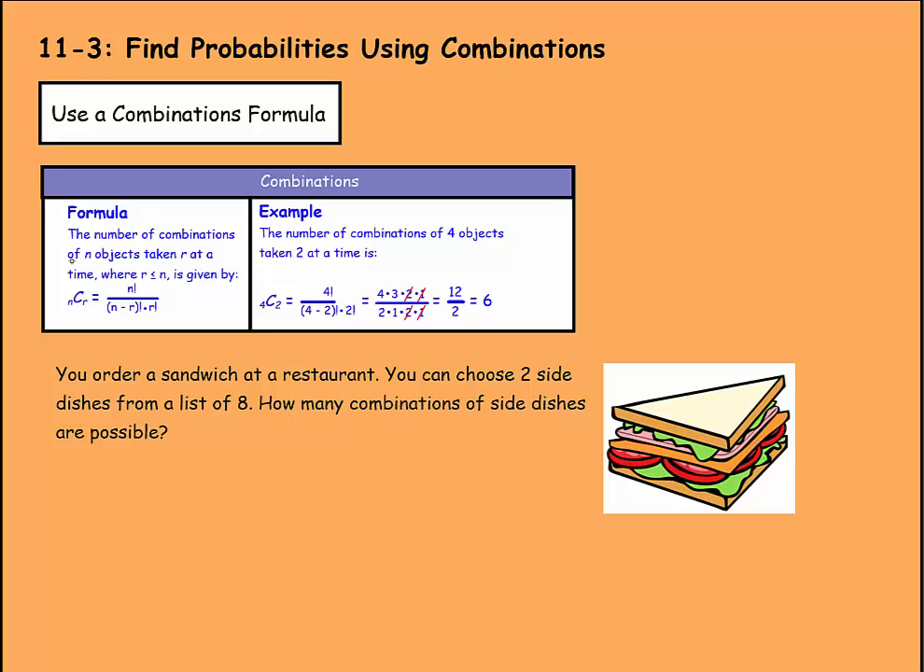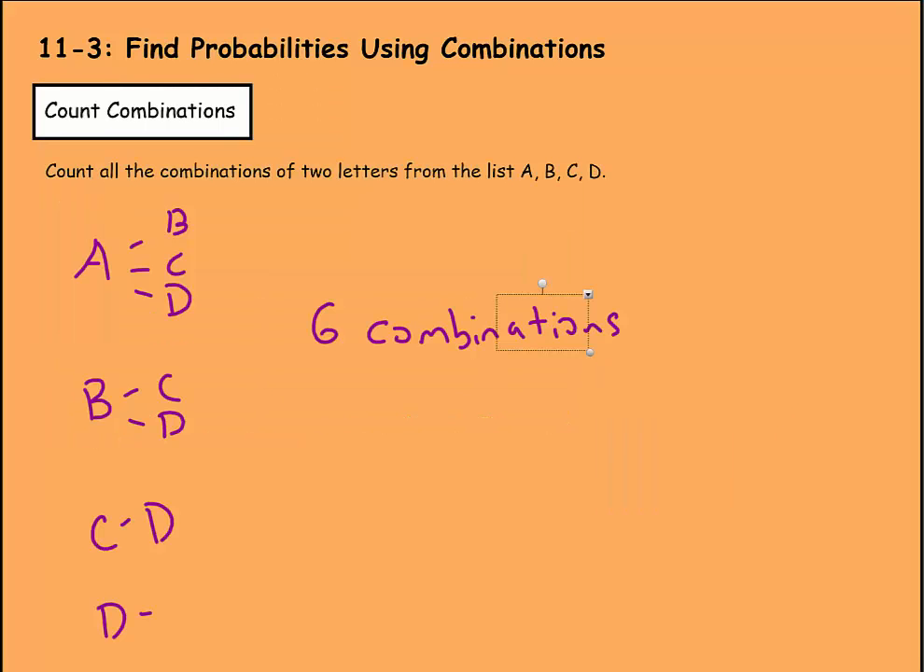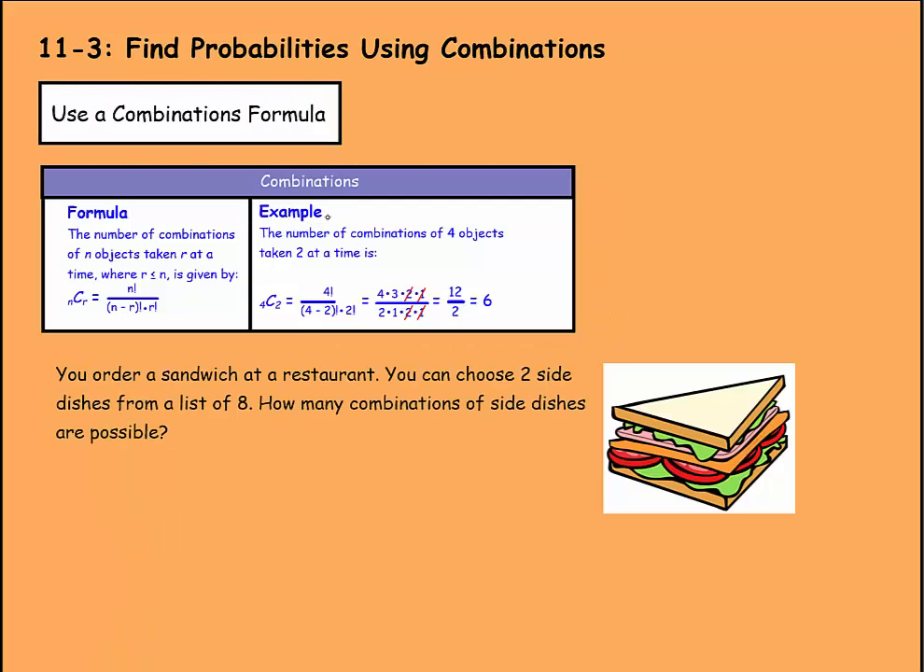It's the number of combinations of n objects taken r at a time, where r is less than n, and it's given by this. N combination r equals the factorial of n, we learned about factorials last lesson, over n minus r factorial times r factorial. Here's an example that'll hopefully make more sense. The number of combinations of 4 objects taken 2 at a time, kind of like the last one we just did, combinations of 2 letters from 4 objects, is given by this formula.